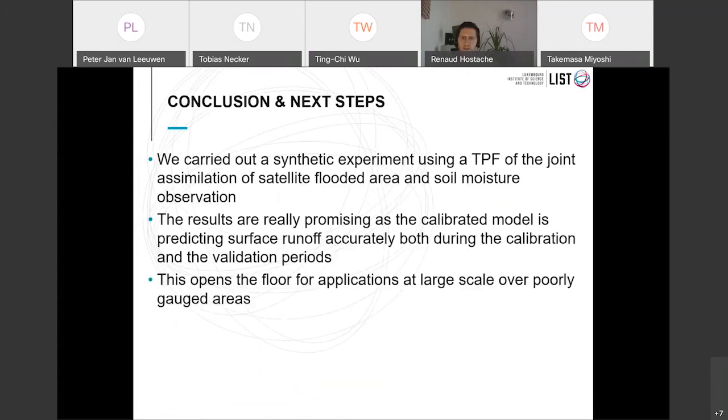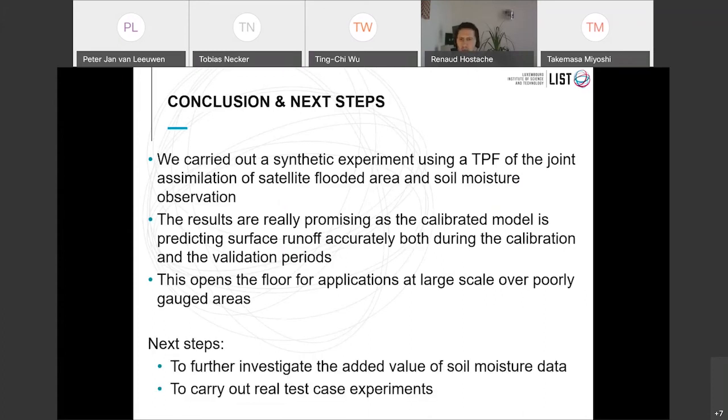Then this opens the floor and holds promises for application at large scale, and especially over poorly gauged data for flood modeling and flood prediction. And as a next step, we see at the moment a further investigation of the added value of soil moisture data, and also, of course, to carry out further experiments, including real test experiments.